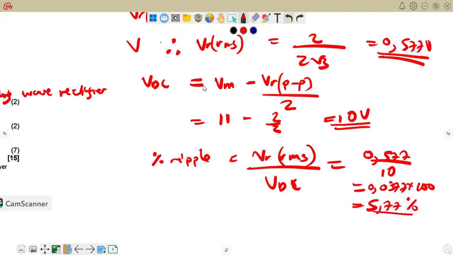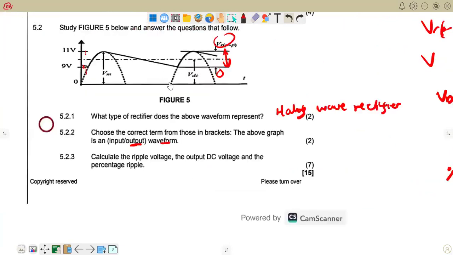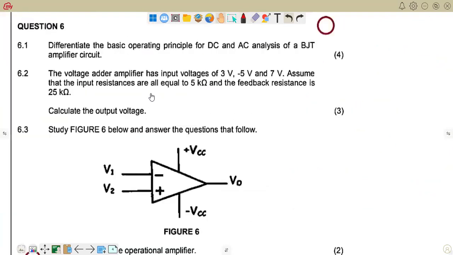Let's go to question number 6. It says, differentiate between the basic operating principle for DC and AC analysis of a BJT amplifier circuit.